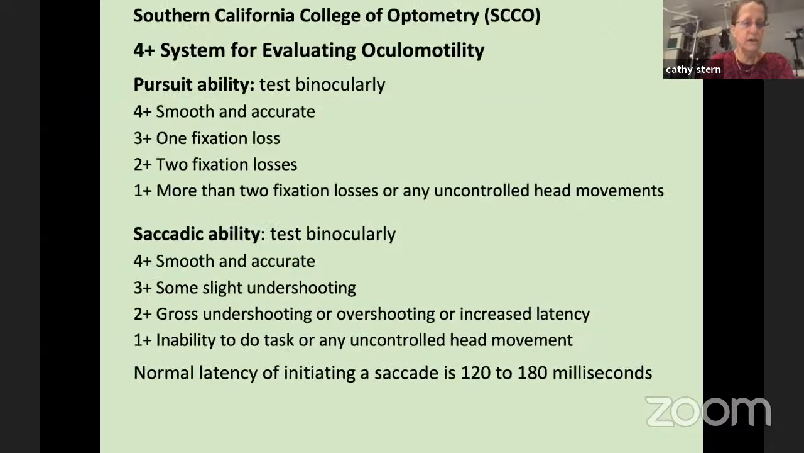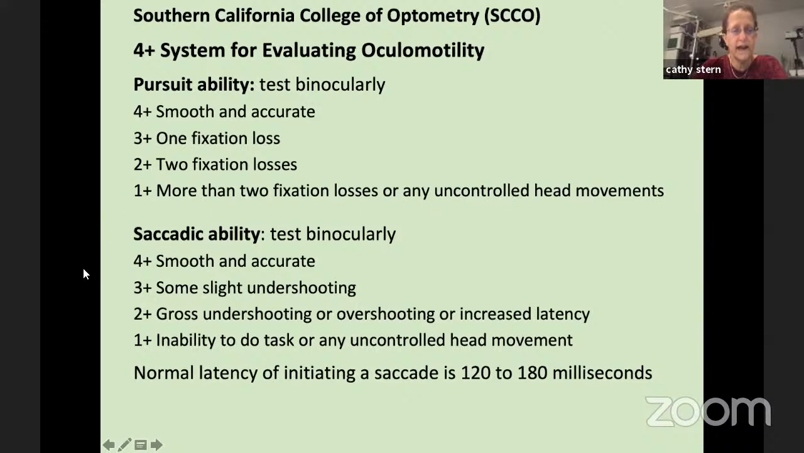But what I did do is, if you want a very simple scoring system, you can use this. This is what I use, which is from the Southern California College of Optometry, which now has a new name. It's not called that anymore. I think it's called Ketchum University. But anyway, it's a system of 1 to 4. And you can see if it's smooth and accurate, if they have more than 1 fixation loss, more than 2 fixation losses, or any uncontrolled head movement.